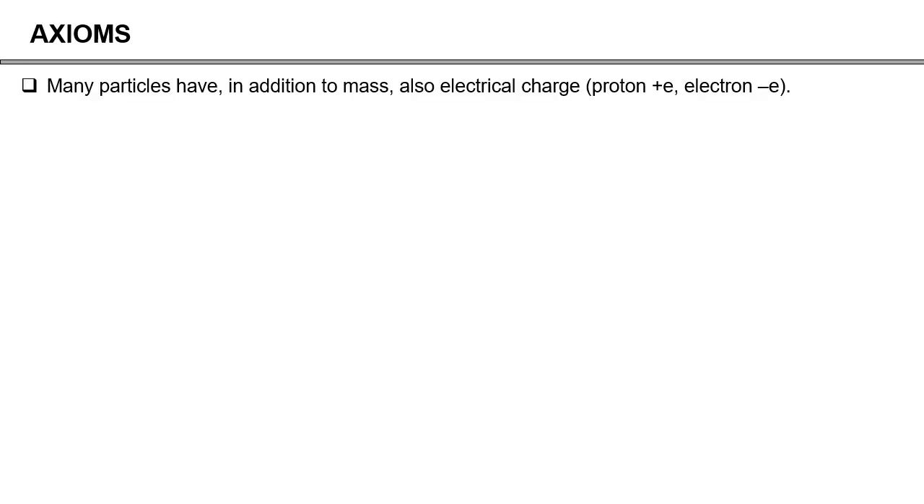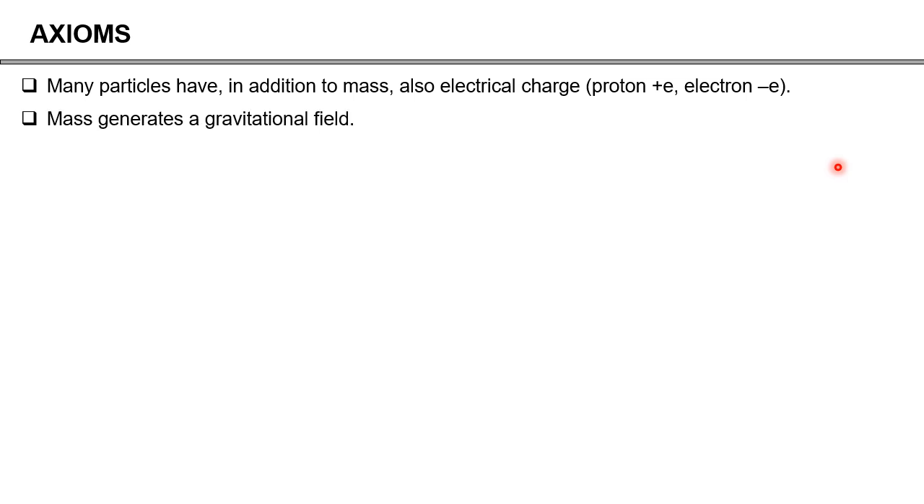We're going to start with a few axioms, because some things are just very difficult, if not impossible, to explain. We all know that many particles have mass, but mass is actually not super easy to understand. Similarly, those particles typically also have electrical charge. It's another concept that is not easy to understand and to explain. We know that protons have a positive charge and electrons have a negative charge.